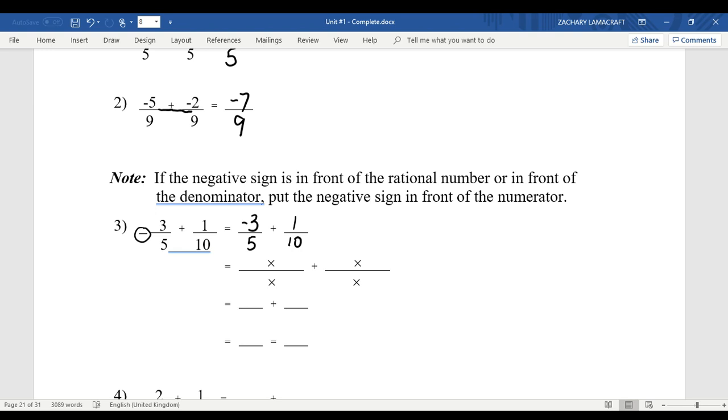Now, here's a tricky part where we need to find the common denominators. 5 and 10 aren't the same denominators, but we know we can do something to 5 to turn it into 10. Yes, we multiply by 2. And whatever we do to the bottom, we must do to the top as well. So whatever we do to the denominator, we must do to the top. In this case, we'd have negative 3 over 5, and to get 10 out of 5, we have to multiply by 2. We also have to multiply the top by 2.